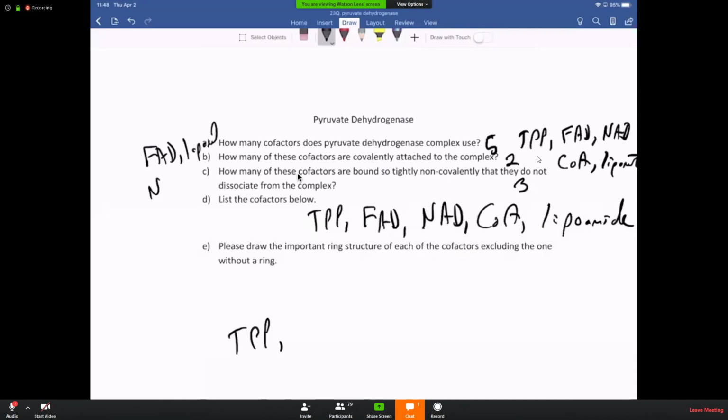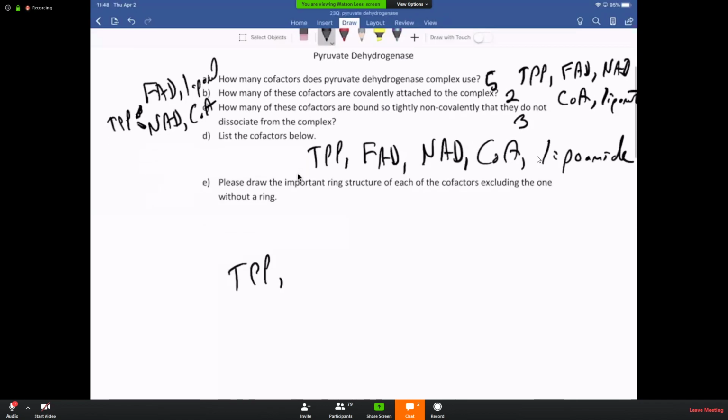Here we're going to get NAD. We're going to also have CoA, and TPP is not so clear. And so, although it's not covalently bound, let's just put it in the middle because it was not so clear whether it was covalently bound or not.